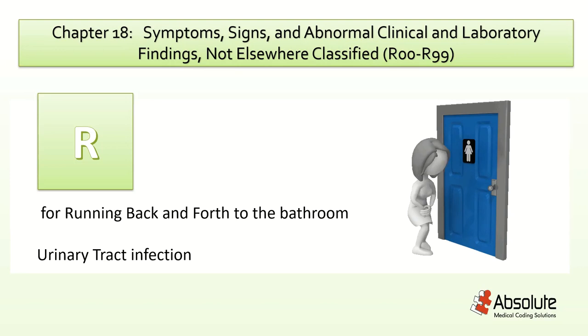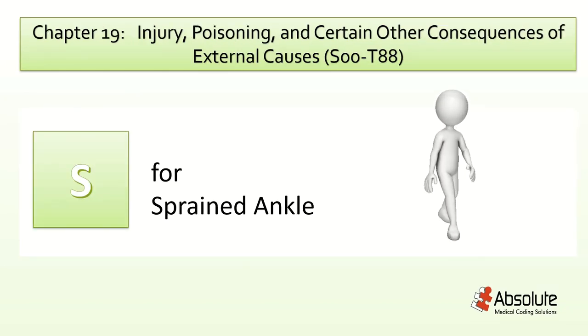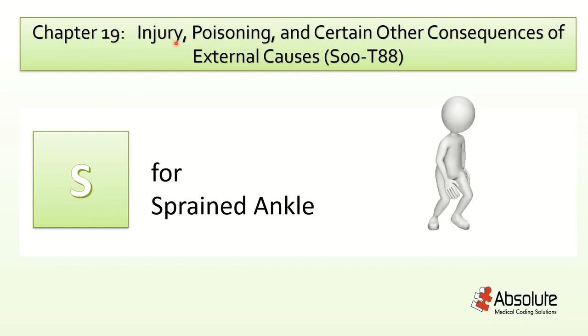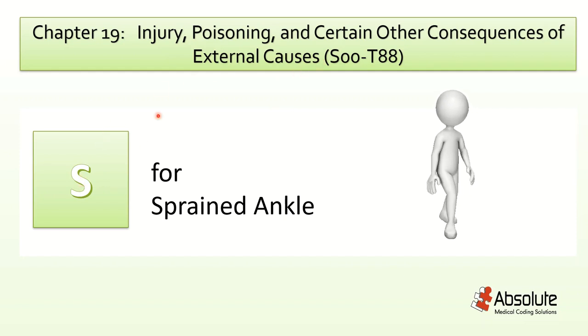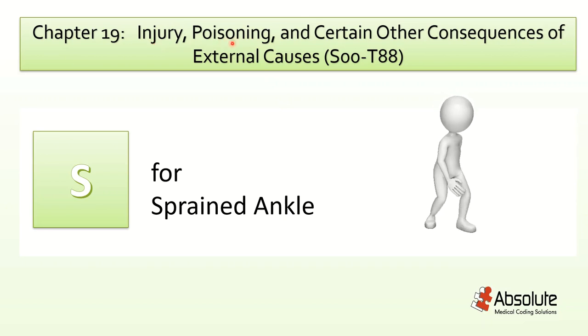Chapter 19. All right, Chapter 19 codes begin with the letter S. This is where you'll find injuries, poisonings, and certain other consequences of external causes. When you think of Chapter 19, think of the letter S, and S is for sprained ankle. It is a condition within the injury, poisoning, and certain other consequences of external causes. All right.